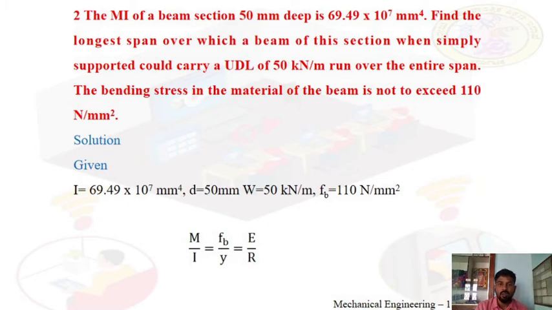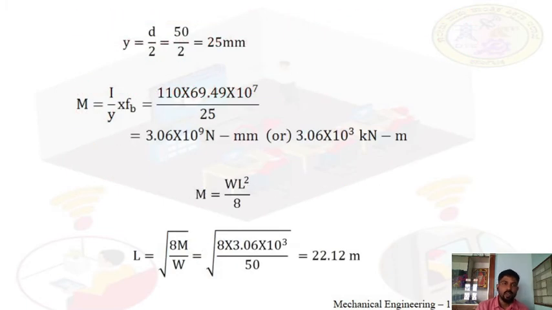Immediately write a formula, bending equation. M by I is equal to FB by Y is equal to E by R. So Young's modulus and radius of curvature is not given, so ignore this. And Y we can easily find out. Y is equal to D by 2, that is 50 by 2, 25 mm. Now M is equal to I by Y into FB. I is given, FB is known, and Y is known.